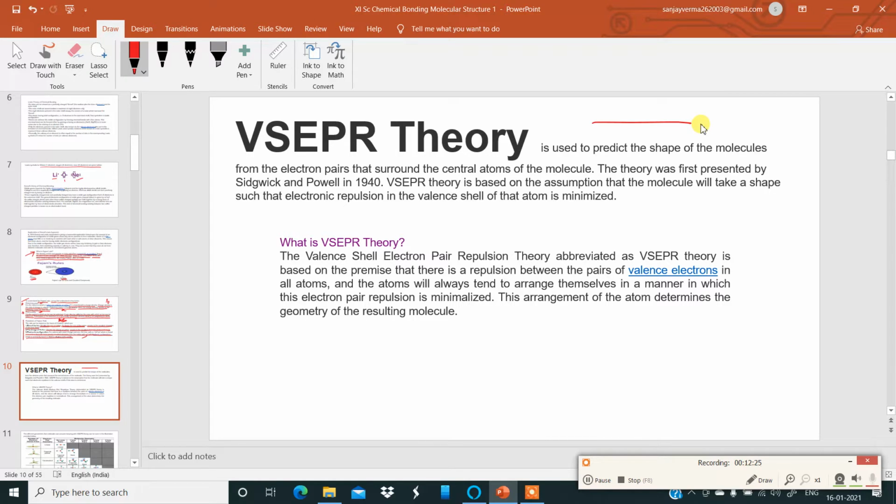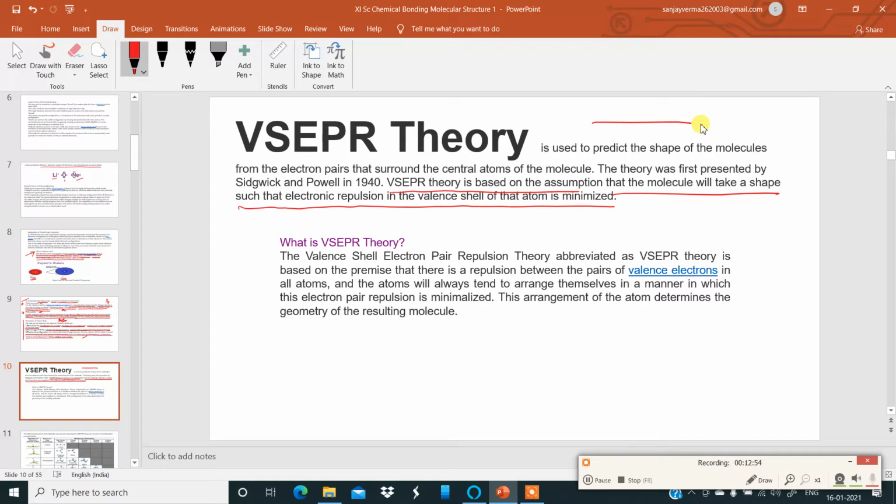Now, the shape of molecules is generally predicted by keeping in mind the important thing here, that is, the electron pairs that surround the central atom of the molecule. The VSEPR theory is based on the assumption that the molecule will take a shape such that electronic repulsion in the valence shell of that atom is minimized.